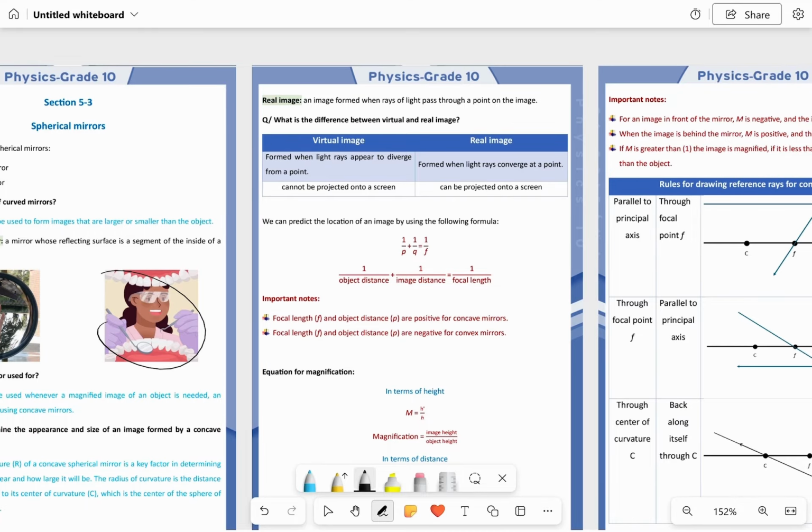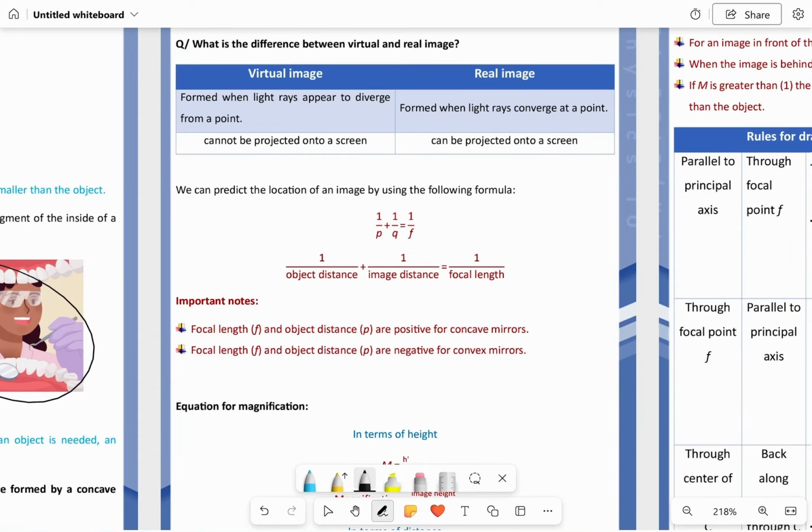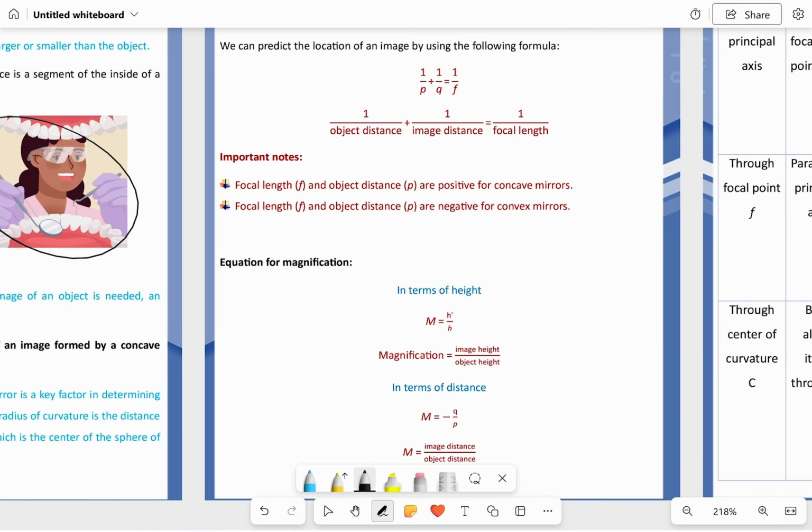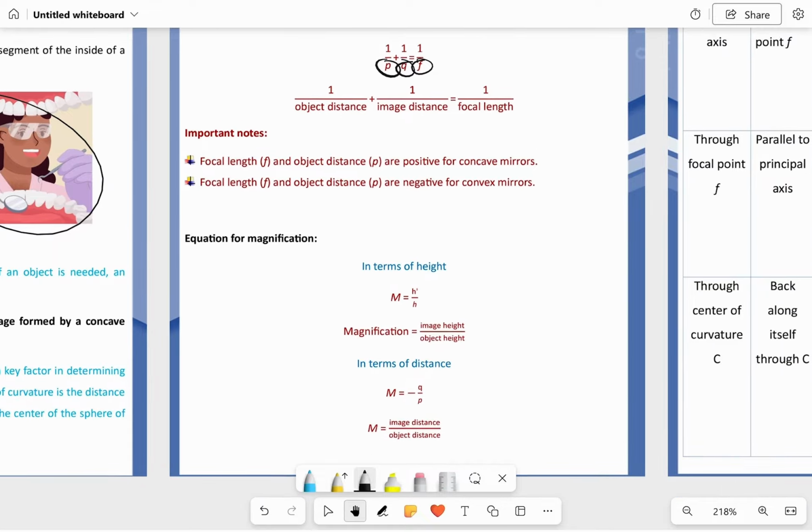We have the three equations. When we are trying to predict the location of an image, we'll be using this equation: 1 over p plus 1 over q is equal to 1 over f, the focal length. P is the object distance, q is the image distance, and f is the focal length, which is half of the center. When we are talking about concave mirrors, focal length and object distance are going to be positive. When we are dealing with convex mirrors, focal length and object distance are going to be negative.